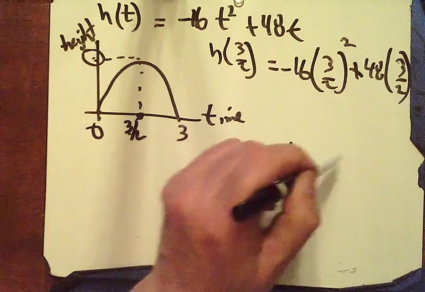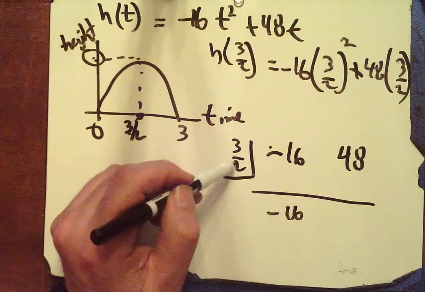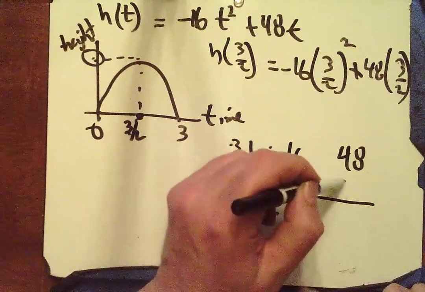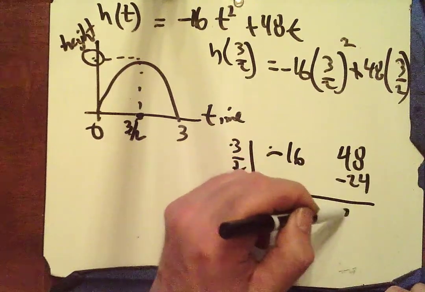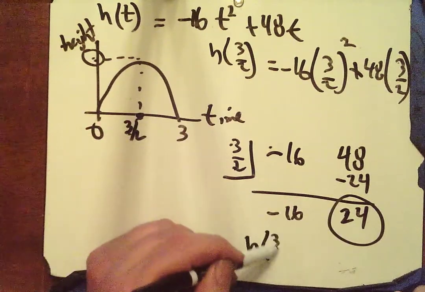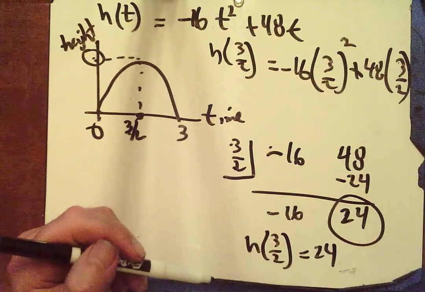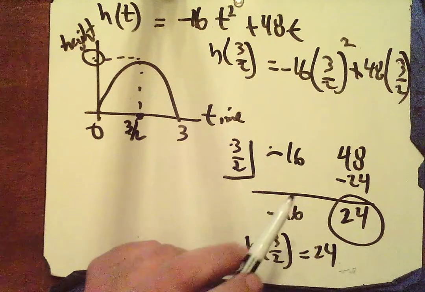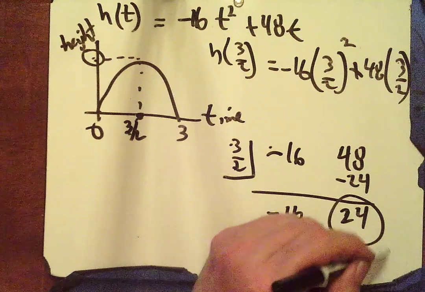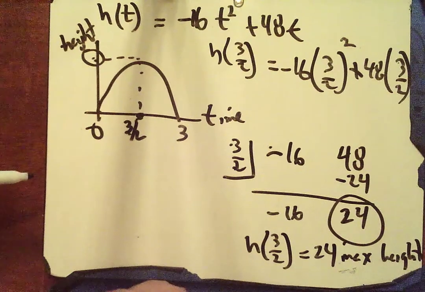And so I've got negative 16 and I've got 48. So I bring that down, I multiply. Negative 16 divided by 2 is negative 8. Negative 8 times 3 is negative 24. And I add those and I get 24. Ta-da! I know that h of 3 halves is 24 because I remember what the remainder theorem was talking about in this polynomial's unit. So the maximum height is 24 feet.